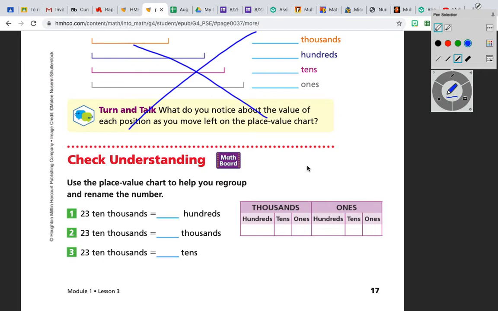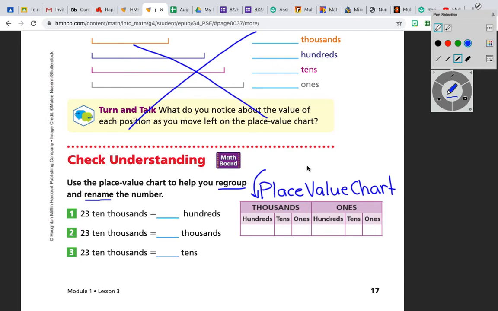So it says use the place value chart. This is the place value chart. This is it right here. Use the place value chart to help you regroup and rename the number. So if I have 23 10,000s, how many hundreds do I have? If I have 23 10,000s, how many thousands do I have? And if I have 23 10,000s, how many tens do I have?